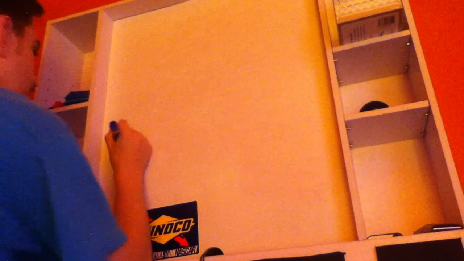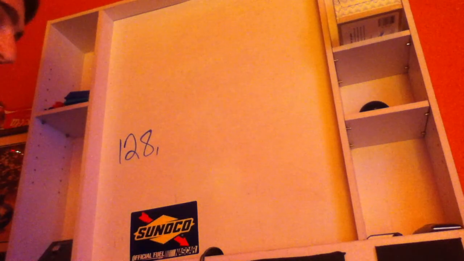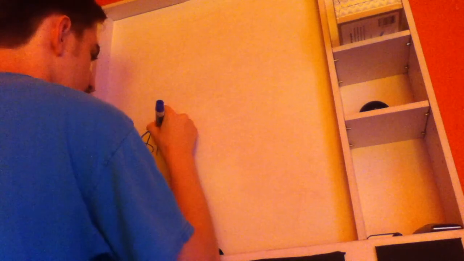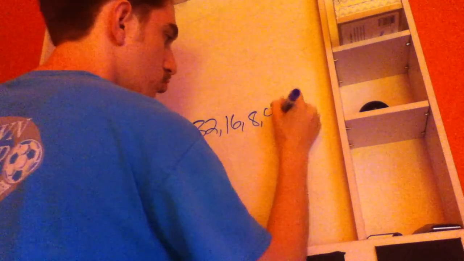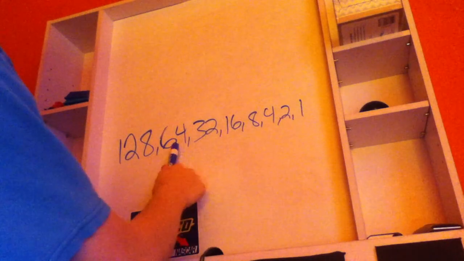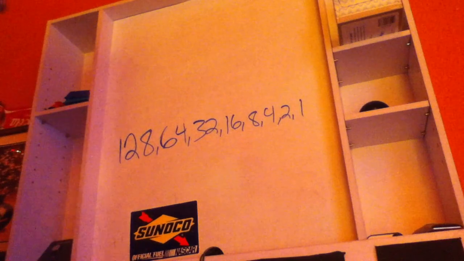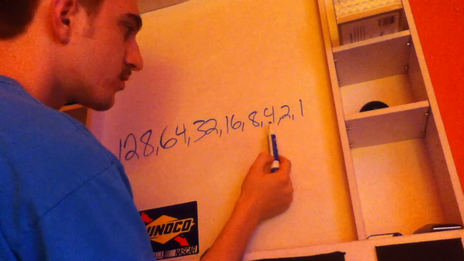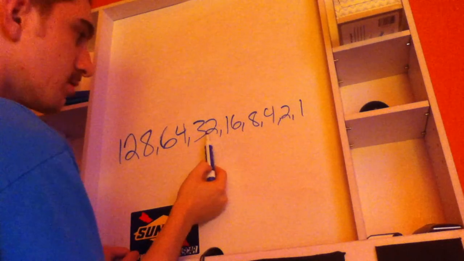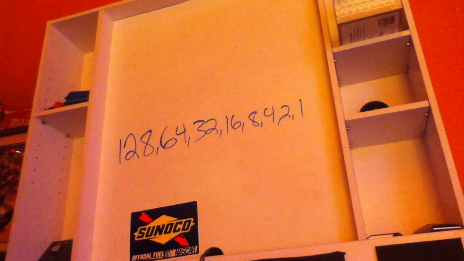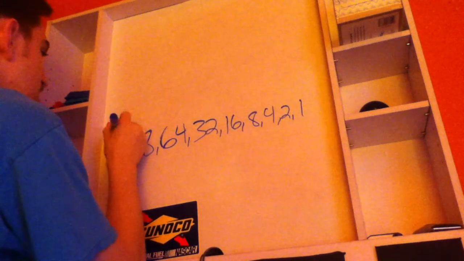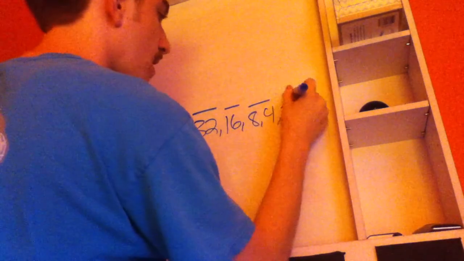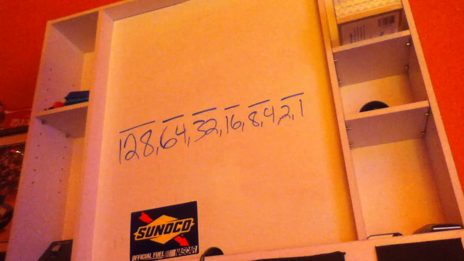So binary. You have 128. And then what would come after that? 64. And then 64 would be, I believe, 32. 32, 16, 8, 4, 2, 1. Do you guys see a pattern? 1, 2, 4, 8, 16, 32, 64, 128. I see a pattern. Looks like it's doubling. 1 plus 1 is 2, 2 plus 2 is 4, 4 plus 4 is 8, 8 plus 8 is 16, 16 plus 16 is 32, 32 plus 32 is 64, 64 plus 64 is 128. So this should show the 8 bits that make up 1 byte of binary.